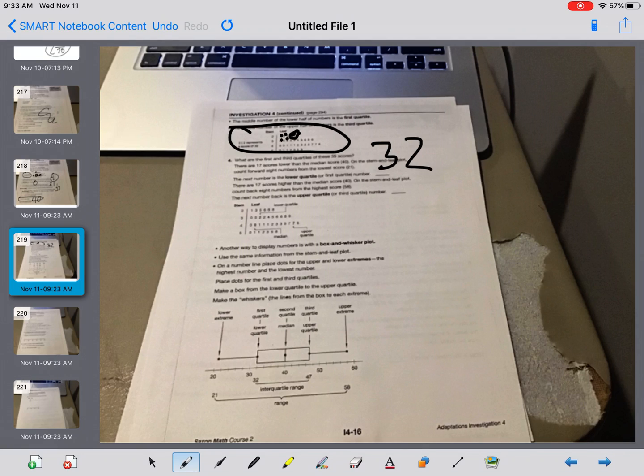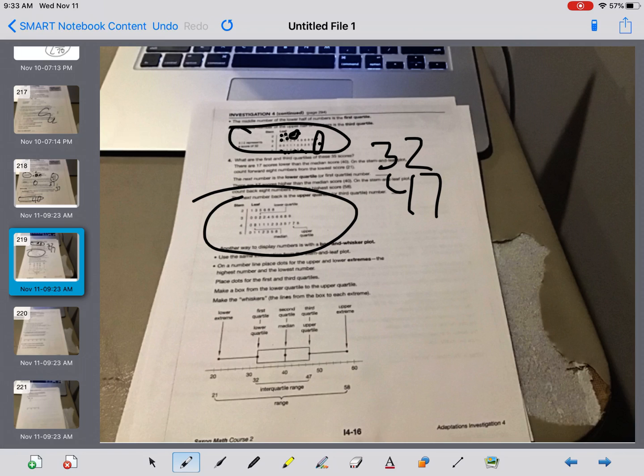Now I'm going to do the same thing. It says there are 17 scores higher than it, so I start at 58. I divide by 2. I'm counting backwards 8. So 1, 2, 3, 4, 5, 6, 7, 8 takes out that one, and I circle that 7, which means the upper quartile is 47.